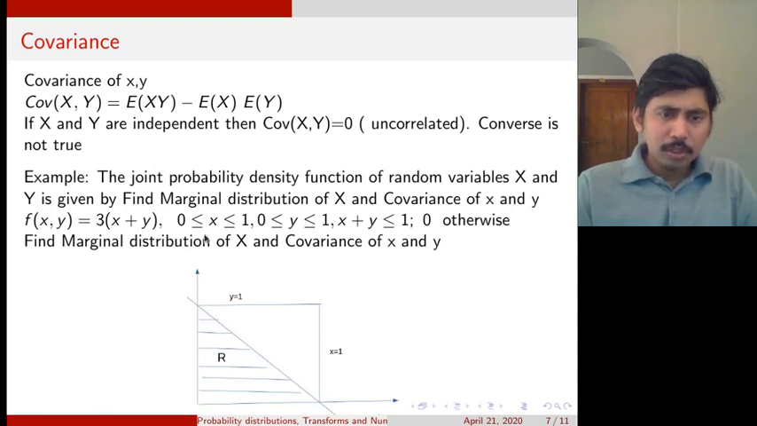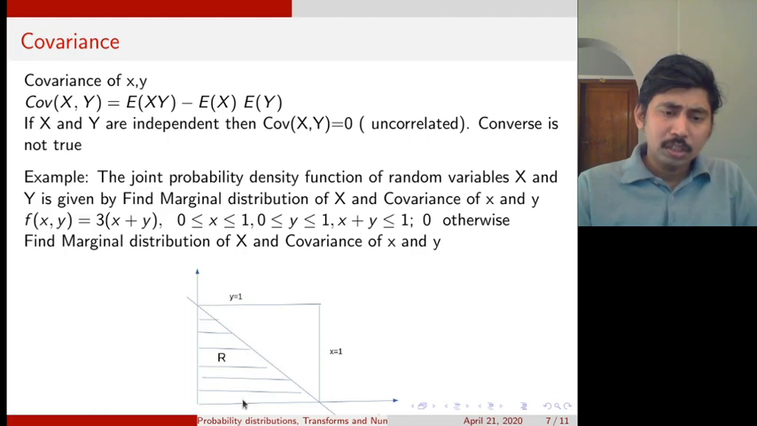First we need to sketch the area where the probability lies, which is given by 0 less than x less than 1, 0 less than y less than 1, and x plus y less than or equal to 1. This is x plus y equal to 1, a straight line from (1,0) to (0,1). X plus y less than or equal to 1 means the area lies below the straight line, and it will be marked as R. So we need to integrate in this area.